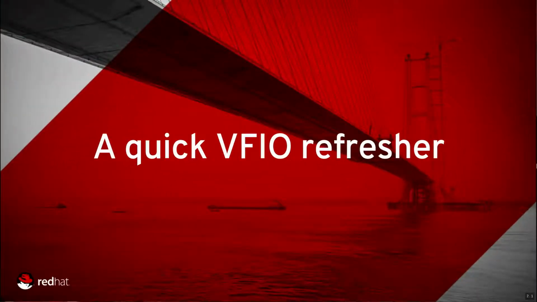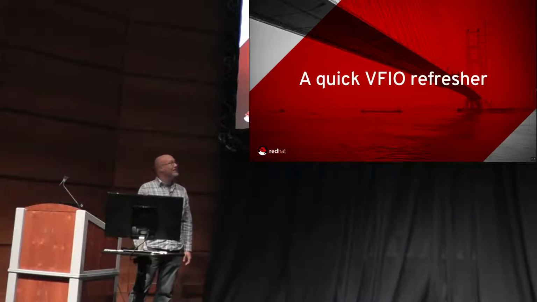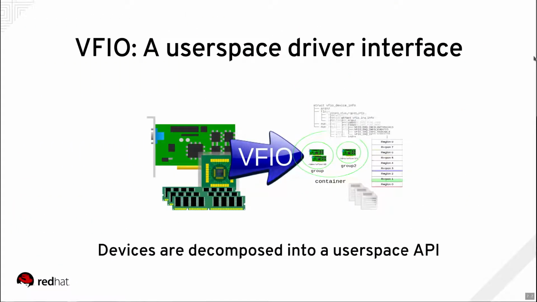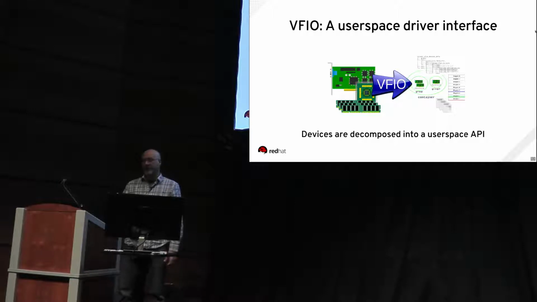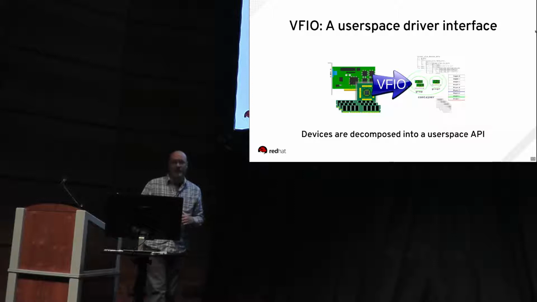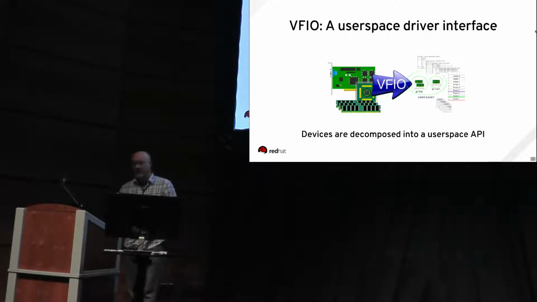I'm sure everybody's heard about VFIO by now, today, maybe yesterday, but let's do a really quick refresher. Our time is limited, so I'll keep it short. VFIO is basically a user space driver interface. We decompose devices into a user space API. The core of that API is an IOMMU group, where a group is the smallest set of devices that are DMA isolated from all other groups. Isolation of that group is an important part of some of the quirks we'll talk about.